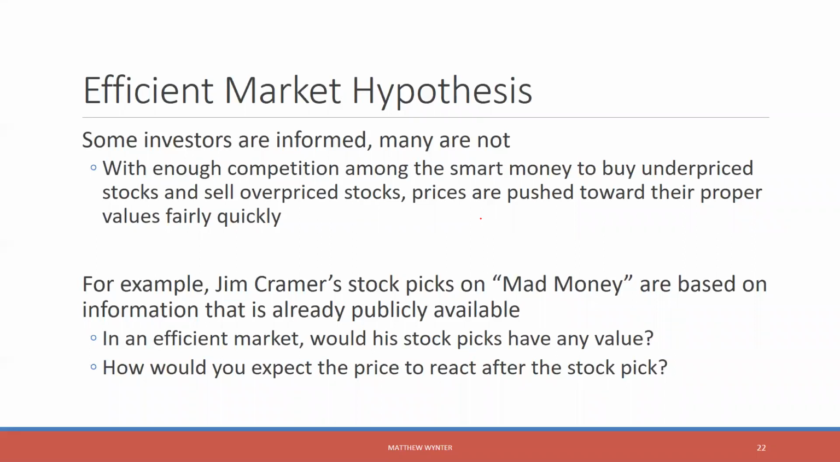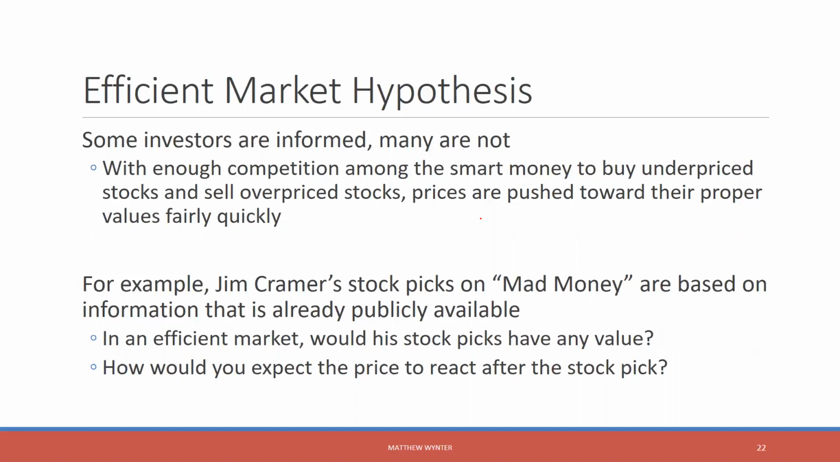So what happens? With enough competition amongst these informed investors, as they compete to buy underpriced stocks or sell overpriced stocks, that competition is going to push prices to do two things. First, to react quickly to information, and second, to always reflect their fair values. So within an efficient market, we would expect prices to react quickly and correctly.